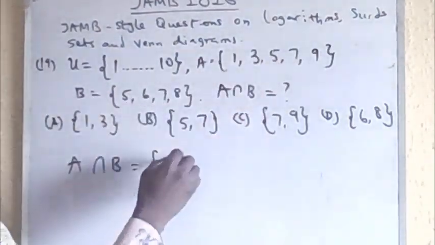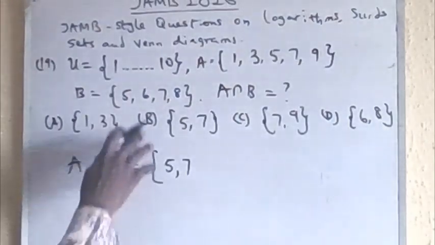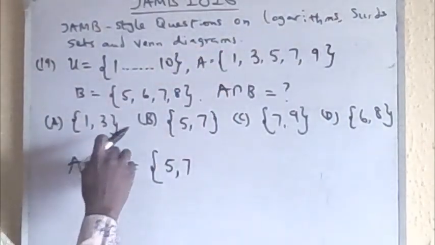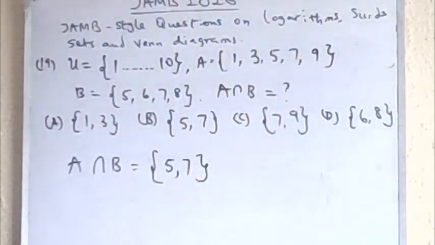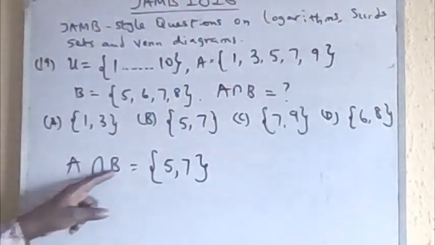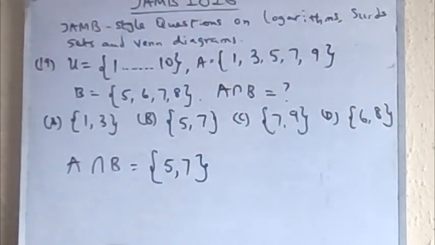I have 6 here, I don't have 6 here. I have 8 here, I don't have 8 here. I have 9 here, I don't have 9 here. So this is the end of the series of elements. So A intersect B is simply 5 and 7. So the option here is B.